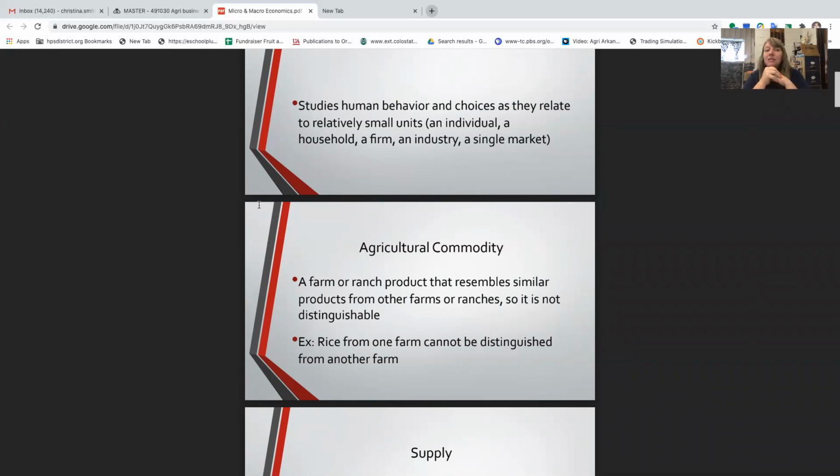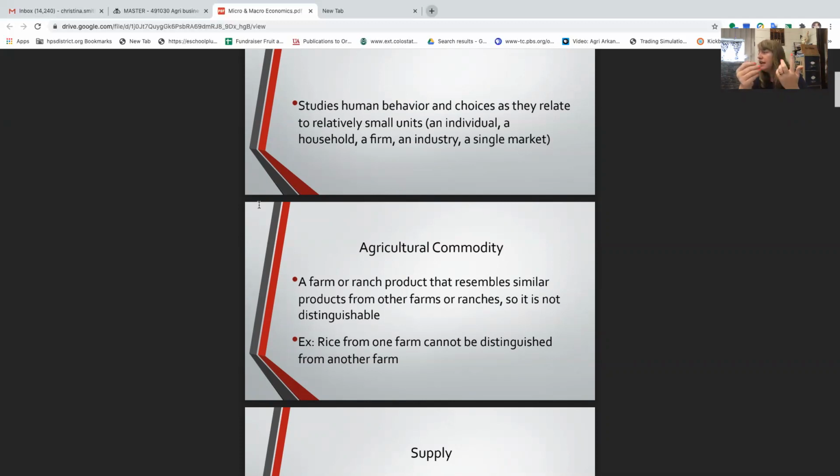So what happens is people buy commodities. I'm not going to go down to the market and buy this particular corn. I can go and I can order 300 tons of corn and I'm not concerned about each different grain, right? That makes it a commodity. Rice from one farm cannot be distinguished from rice from another farm.